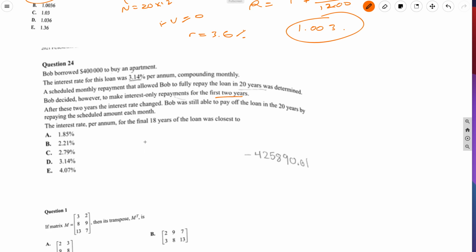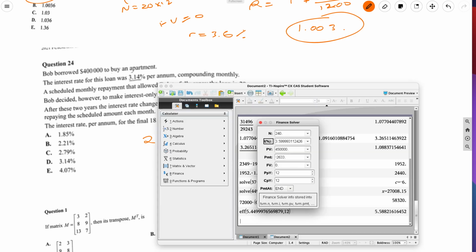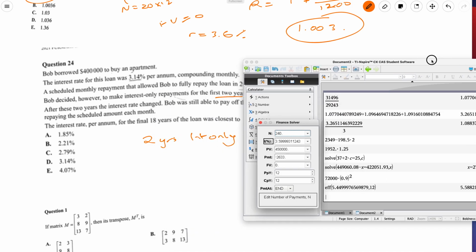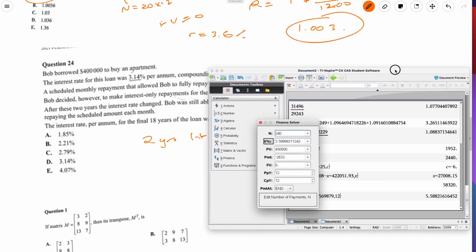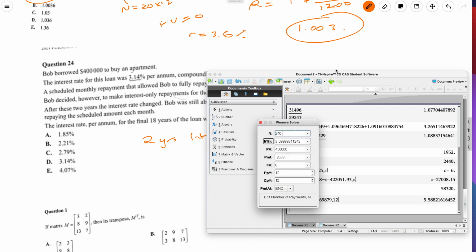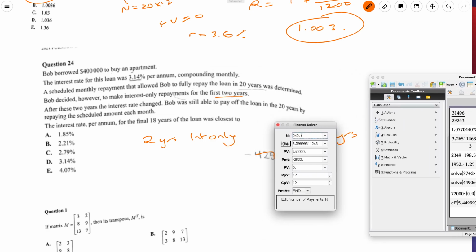Okay. So we've got to split it into 2 parts. We've got the 2 years on the interest only, and then we've got the remaining 18 years. Split it up. So for this one here, starting off, we've got borrows 400K. Actually, we only need this. So positive 400,000, interest rate of 3.14%, so 3.14. The N should not be 400,000. Let me try that again. 2 years, 2 times 12, I think it was.